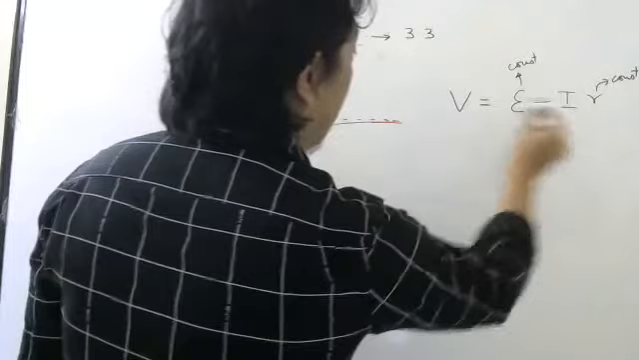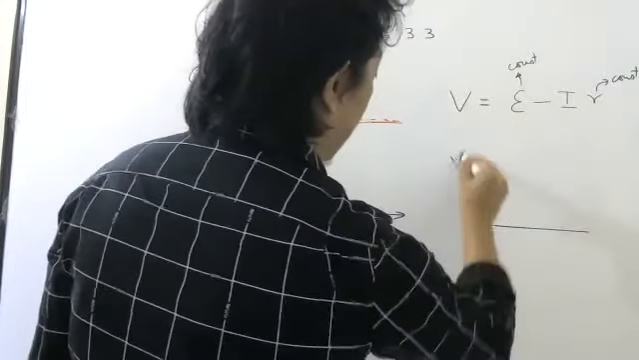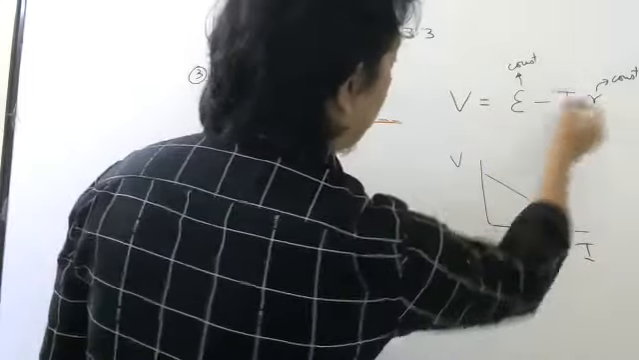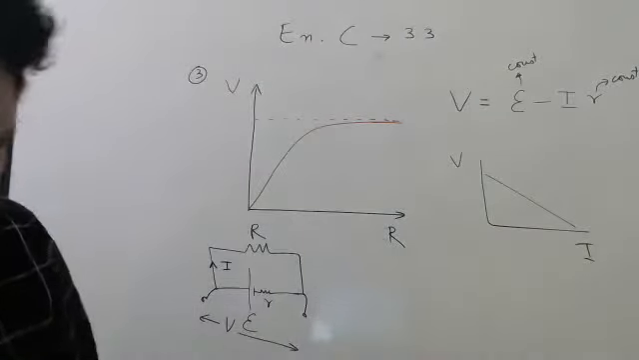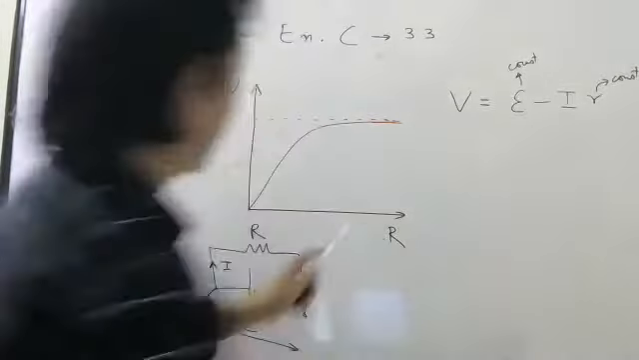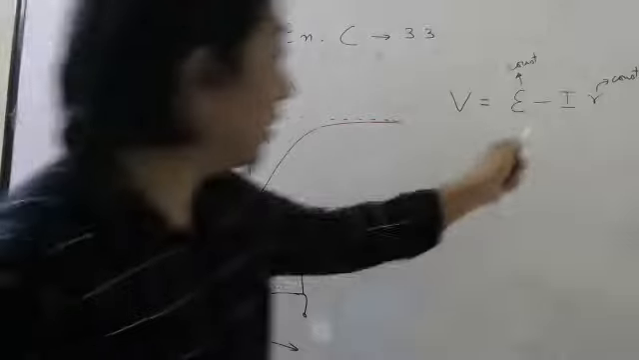Then if I plot the VI graph, you already know it will look like this, right? y = mx + c. This one I have taught already. But this is not the VI graph. We want the VR graph, so you need to bring resistance here.